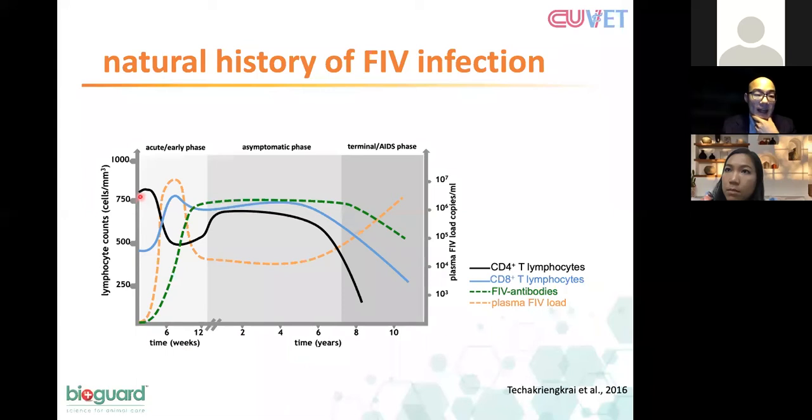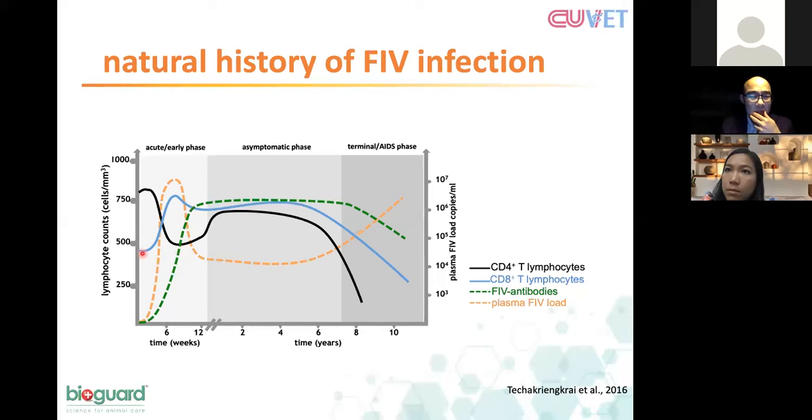If you look at the black line here, which is the CD4 T lymphocyte, the main target cell for FIV, it normally starts, different from cat to cat, at around 750 cells per cubic millimeter. After exposure to FIV, you will see the FIV viral load in the blood rise dramatically, concurrent with the decline in CD4 T lymphocytes, both from FIV infection and heavy activation of CD4 T lymphocytes.